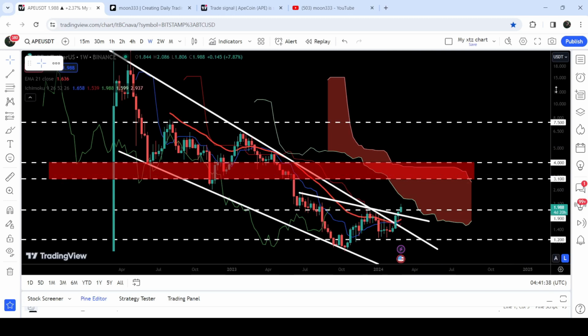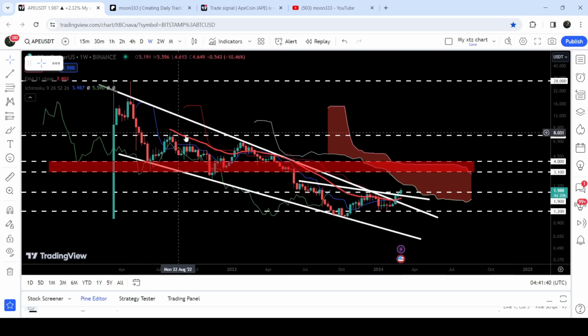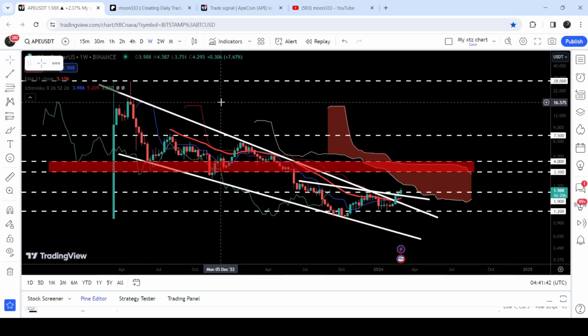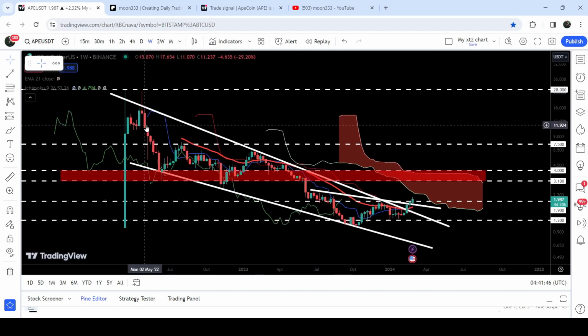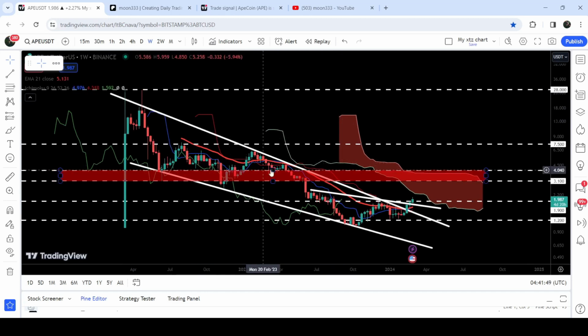And now if we take a look at the final target for this huge breakout from this very big falling wedge pattern, that final target can be here at the top of the wedge. That is between $28 to $30. So this was the update so far.